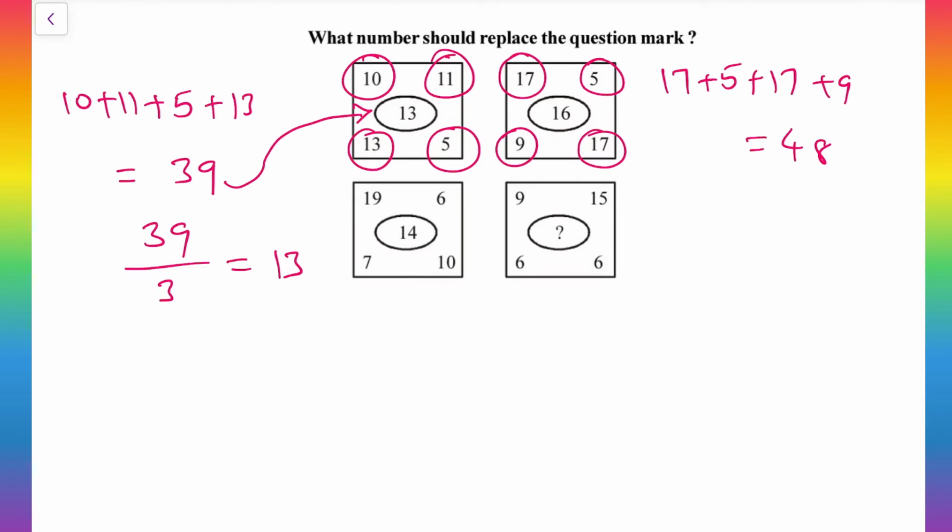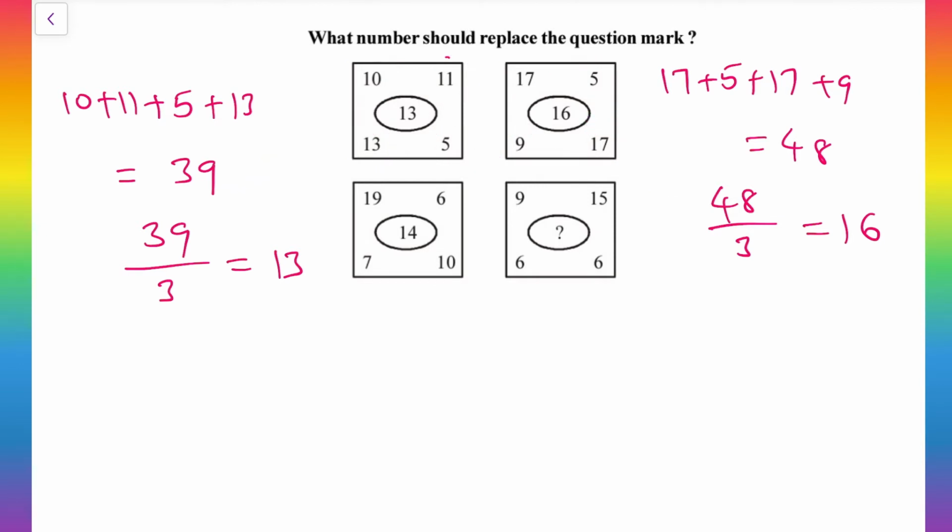Now, here I am dividing by 3. So, here also I need to do the same. 48 divided by 3 is nothing but 16. Of course, the middle number is 16 only. So, this logic is correct. Now, again I need to confirm by applying the same logic to the third figure also, because here 4 figures are there. So, let me go with the third figure now.